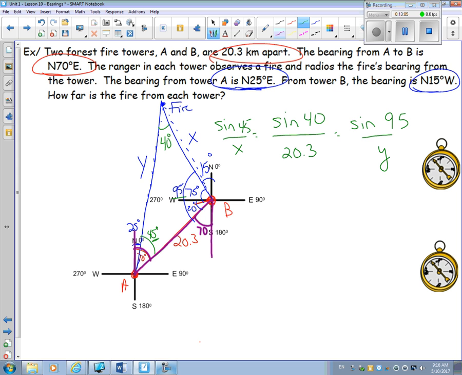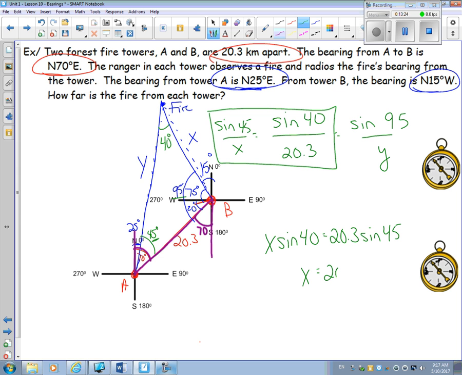I'm going to pick two things at a time and cross multiply. Let's do x first. So I'll pick these two things. Cross multiply. We get x sine 40 equals 20.3 times the sine of 45. I want to get x by itself. So 20.3 sine 45, all divided by sine 40. And that should come out to 22.3.